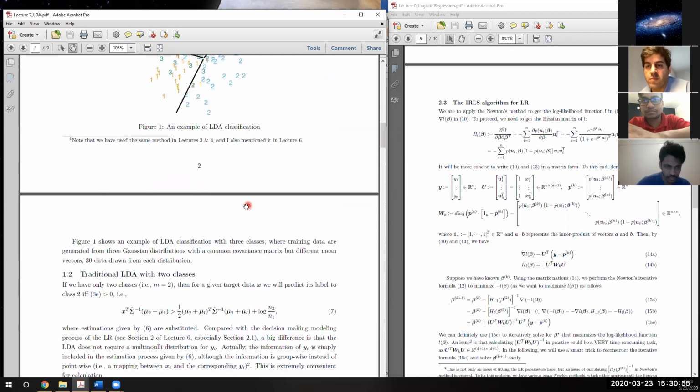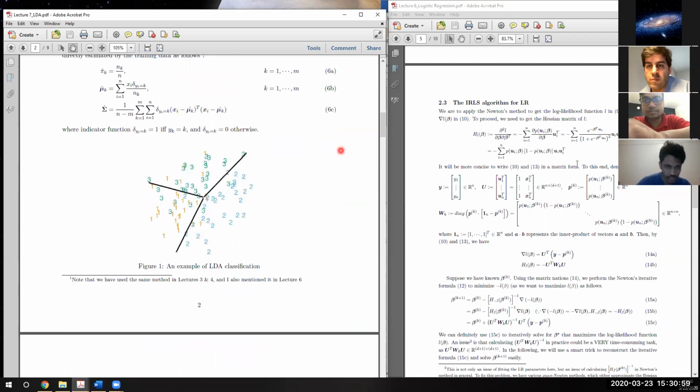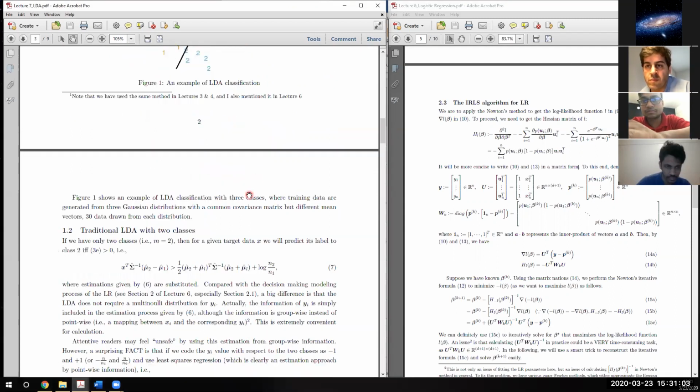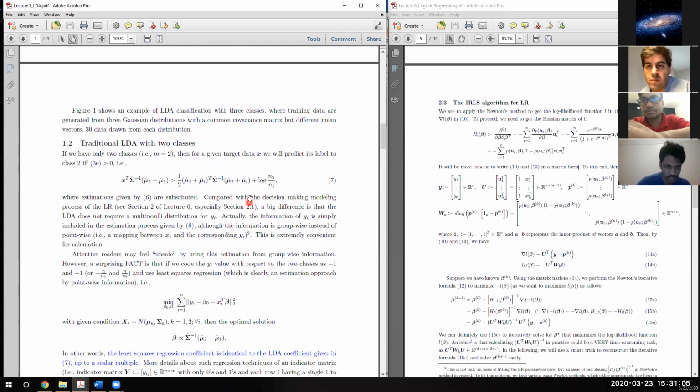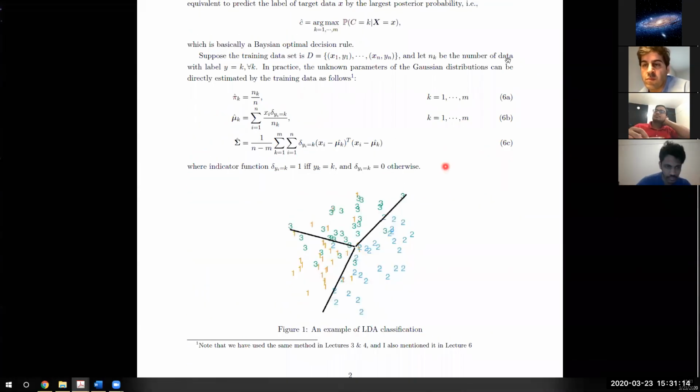Okay, now let's continue. What if I have only 2 classes instead of K classes? Similar to the logistic regression, where we also emphasized the 2 classes, because in practical cases, 2 classes are the most common. Let's have a look. We have this one here.